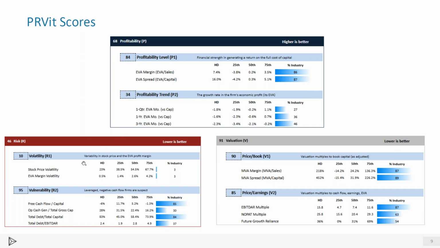Our risk factor has volatility, which is the volatility of stock price, also the volatility of the EVA margin. So how much is their profitability bouncing around? And then we've got vulnerability as our second risk sub-factor. That looks at free cash flow, leverage, debt to capital, etc. And then finally, the valuation metrics come up with a valuation score. We've got our cleaned up price to book, price to sales, and then the future growth reliance that Gavin just talked about, how much of the value is coming from future growth. Again, so we've got P, R, and V, Prove It.